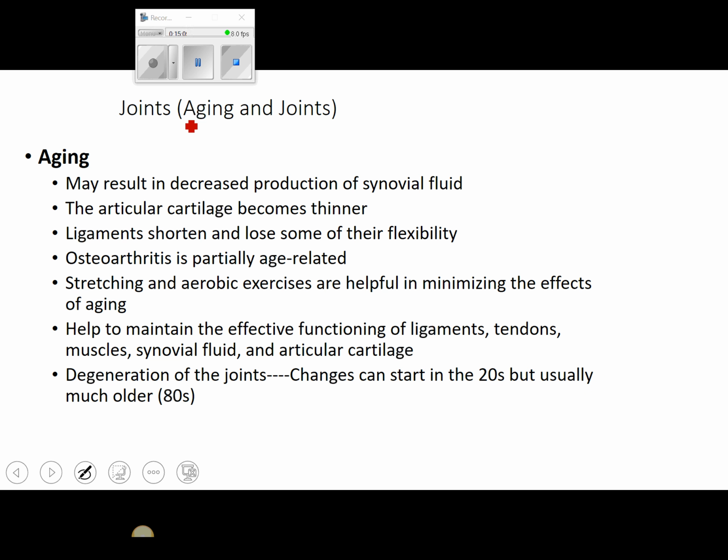So aging, when it comes to the joints: the effects of aging on joints are influenced by genetic factors. They can also be affected by wear and tear and will vary from one person to another. Aging may result in decreased production of synovial fluid. The articular cartilage becomes thinner, ligaments shorten and lose some of their flexibility. Osteoarthritis is partially age-related, usually at age 70 or over, but will vary from person to person. Stretching and aerobic exercise are helpful in minimizing the effects of aging. They help to maintain the effective functioning of ligaments, tendons, muscles, synovial fluid, and articular capsules. And then you have degeneration of the joints, which changes can start in the 20s, but usually much older, in the 80s.